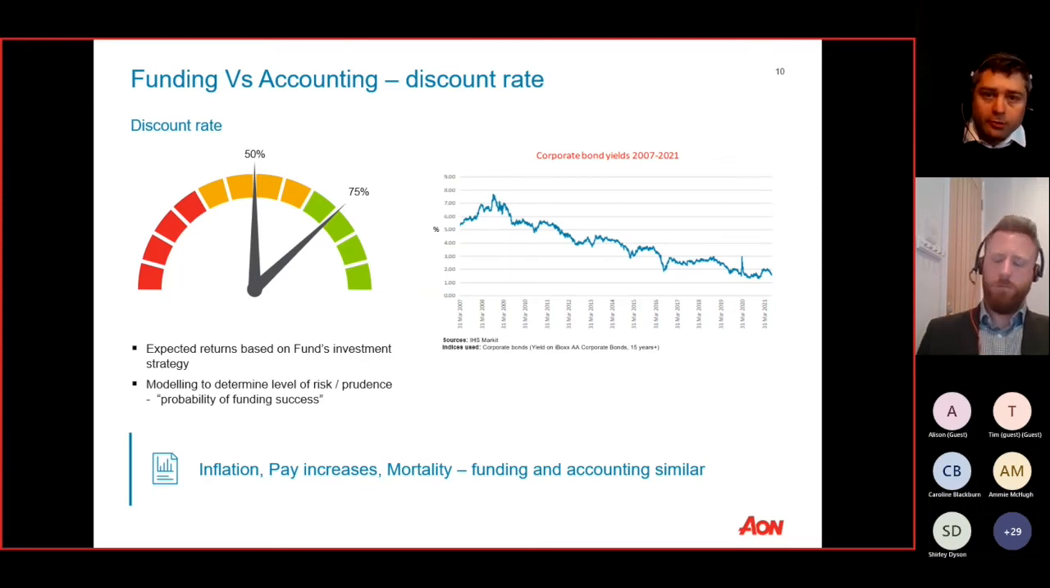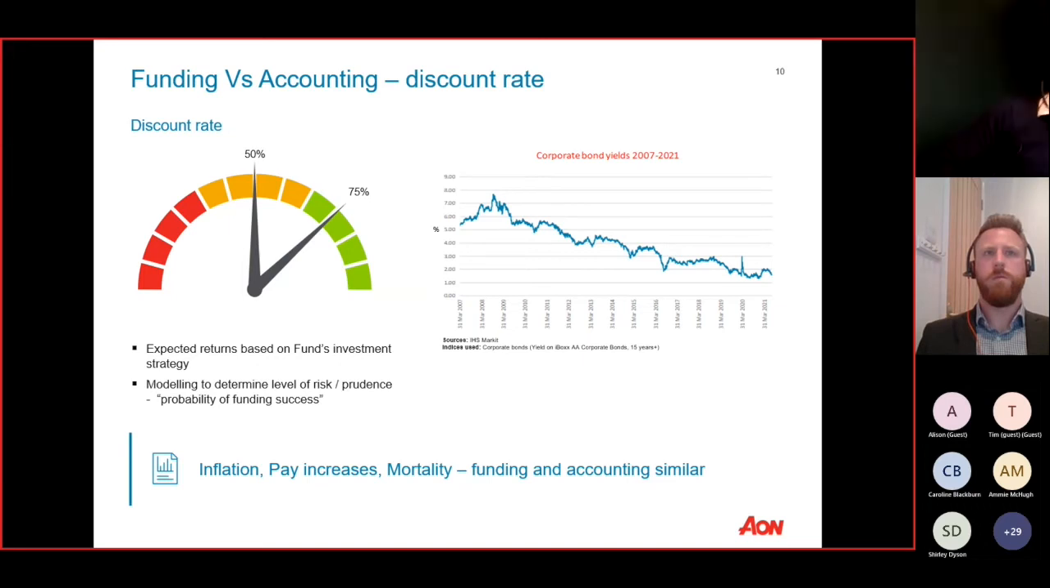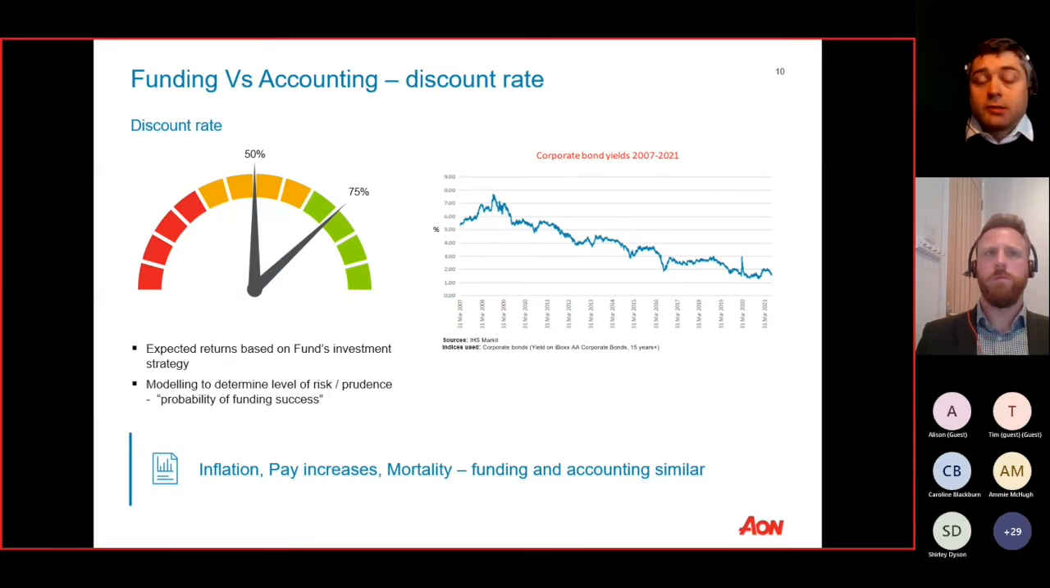And I mentioned before that for the funding purposes, we set a discount rate or investment return, which we think the fund has a 75% probability of achieving. So that's the chance of the return being as predicted based on the assets expected to be held by the fund. And based on the current market condition, that might give us a discount rate for funding purposes, which is around 2% per annum higher than the corporate bond yields used for the accounting valuation.